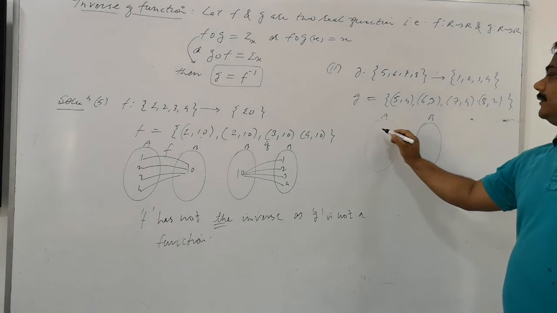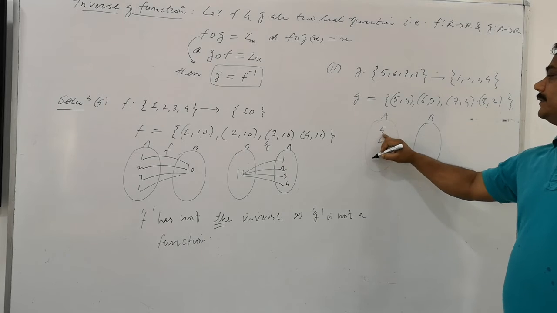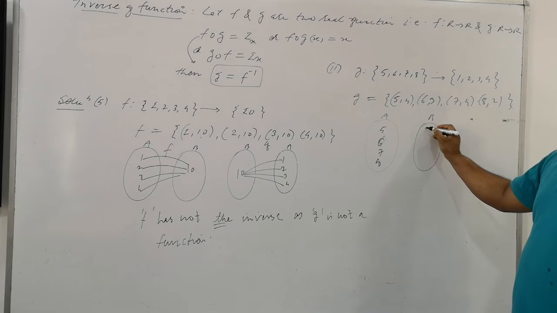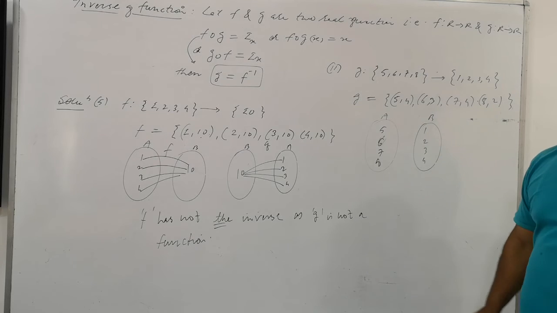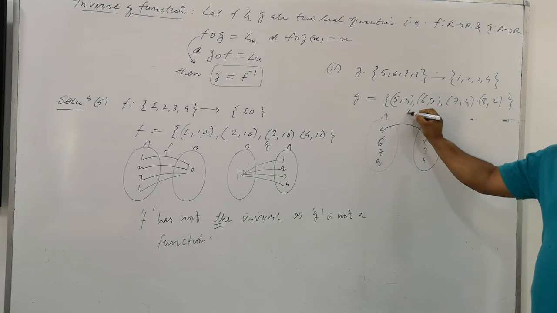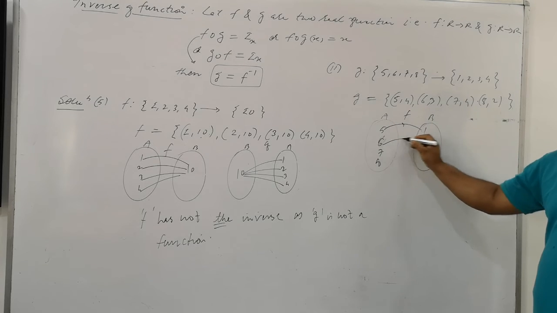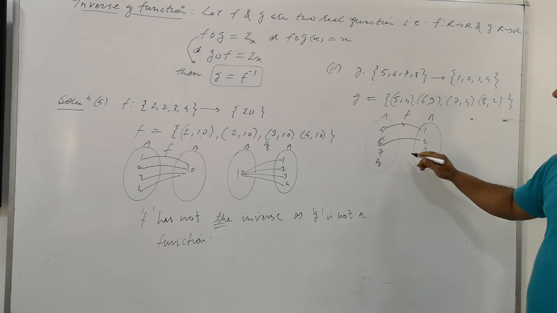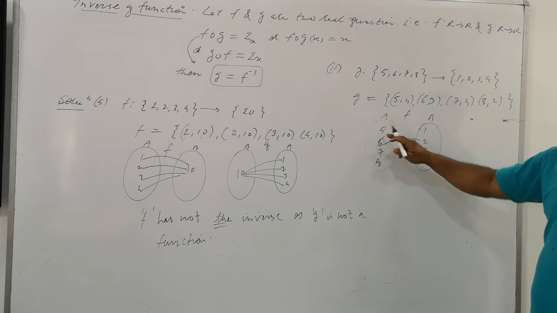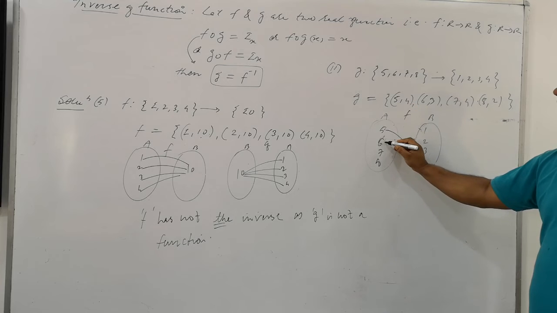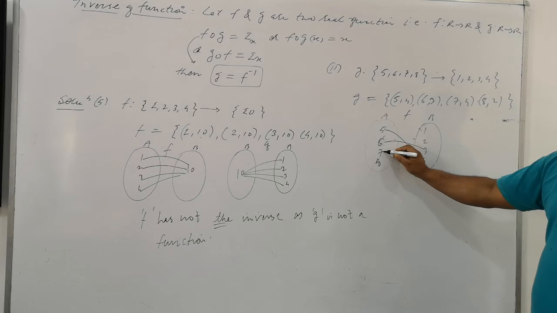5, 6, 7 and 8. And next is 1, 2, 3 and 4. Look please. Under F, 5 is connected with 4, and 6 connected with 3. 7 connected with 4. 8 connected with 2.